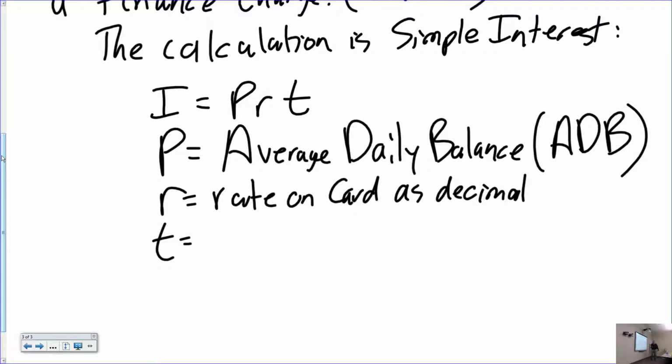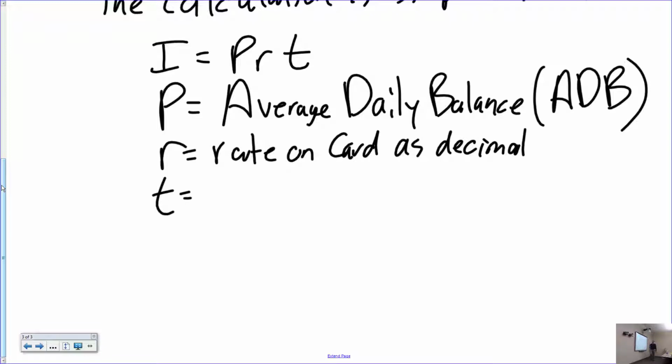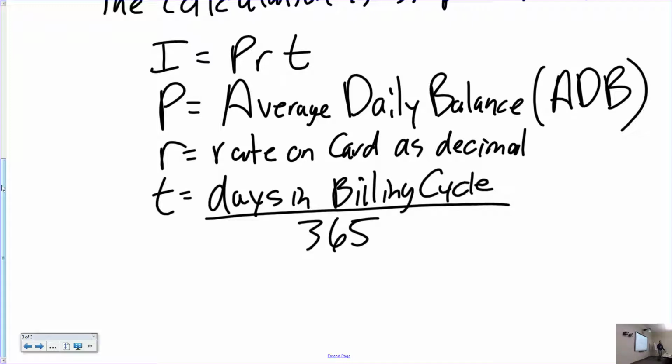And T, folks, please note that the way the book explains time for these particular credit cards is actually incorrect. The laws have changed since this book was published. So the way the book does it is actually wrong. The way it works is it's days in your billing cycle divided by 365.